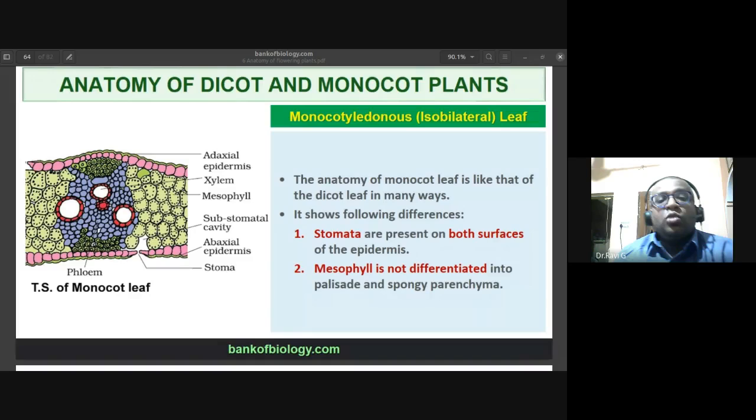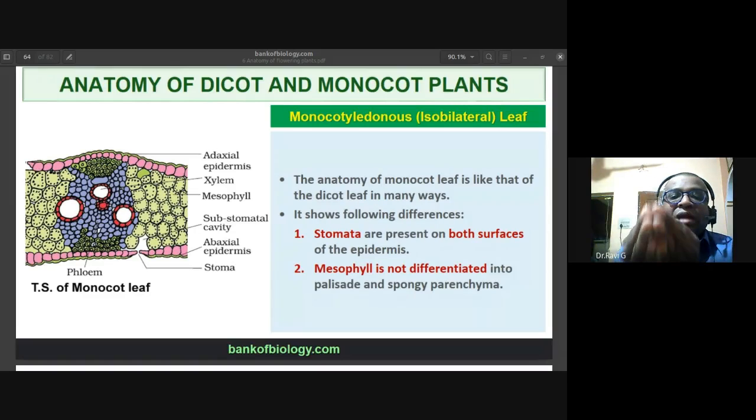See, these motor or bulliform cells bring about the rolling up of lamina whenever water availability is less. When they roll up the lamina, lamina is the leaf surface, you know that the leaf blade is called lamina.